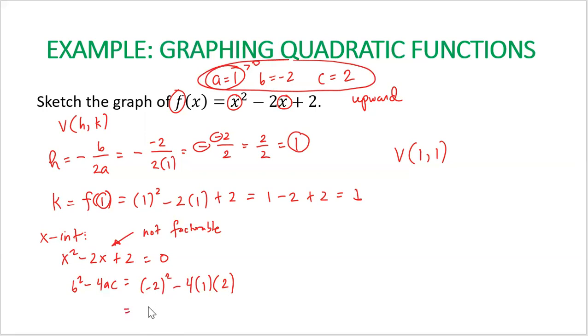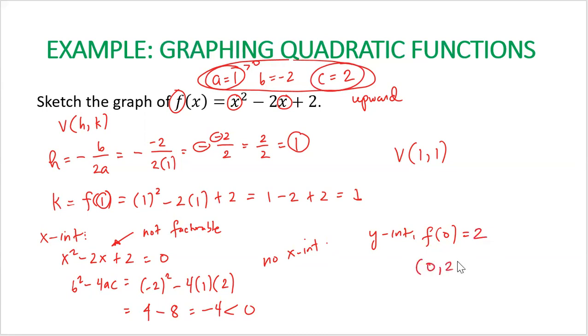And negative 2 quantity squared is positive 4. And then 4 times 1 times 2 is 8. So we have 4 minus 8, which is negative 4. So since b squared minus 4ac is negative 4, that's less than 0, then that means the graph doesn't have an x-intercept. Now for the y-intercept, obviously, we're going to evaluate f of 0, and that's going to be the value of c, which is 2. So the y-intercept is 0 comma 2.